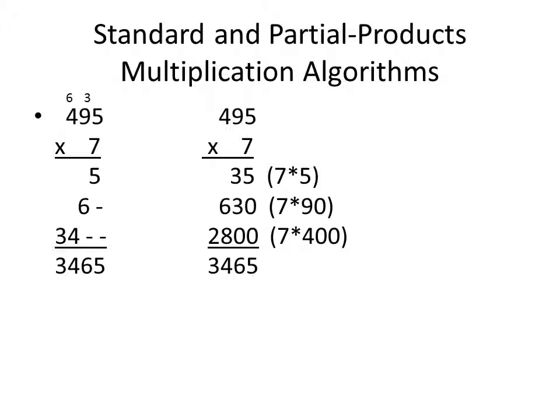The next row of my multiplication algorithm would show that I'm multiplying the 7 with the 9 from 495, which has a value of 90. So 7 times 90 gives me 630. The third row shows that I'm multiplying 7 times the 4 from 495, which has a value of 400. So that results in 2,800. When I sum those 3 steps, I get the same result as if I did it the standard way. However, it's just a lot clearer for students, especially those students who struggle.